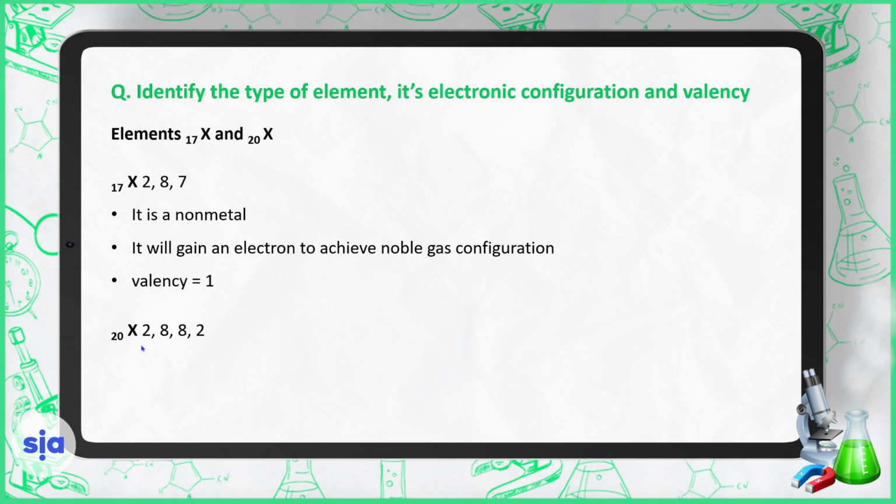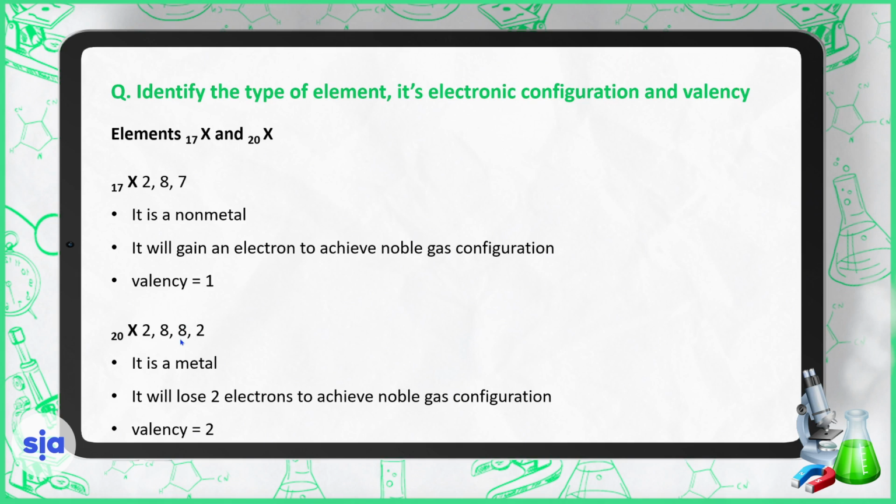What about element X with 20 electrons? We will arrange the electrons 2, 8, 8, 2. Yes, it's a metal because it has only 2 electrons, less than 4, in the outer energy level. And it will lose these 2 electrons for its outer energy level to be completed with 8. Now the valency is 2.